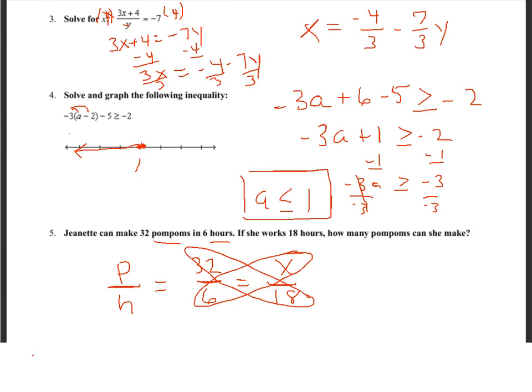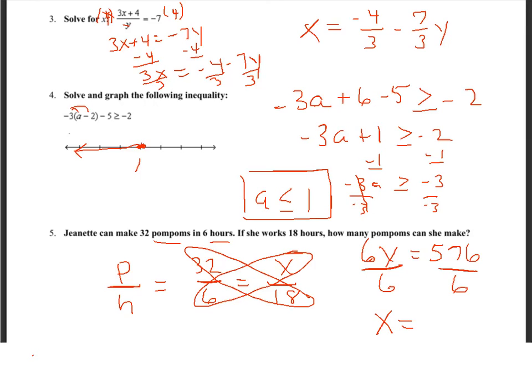Let's multiply. So 6 times x is 6x. 32 times 18 is, let's see, 30 times 18 is 540, and 2 times 18 is 36, and it'll be 576. Okay, and then we're going to divide by 6, and then x is going to be 576 divided by 6.